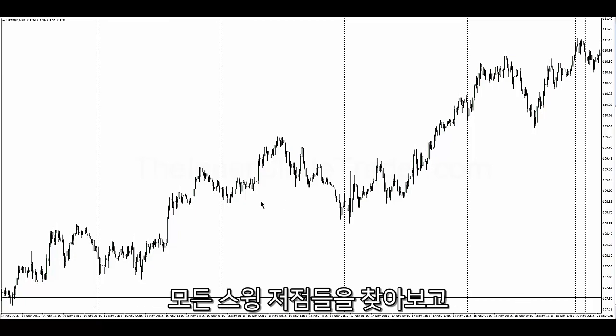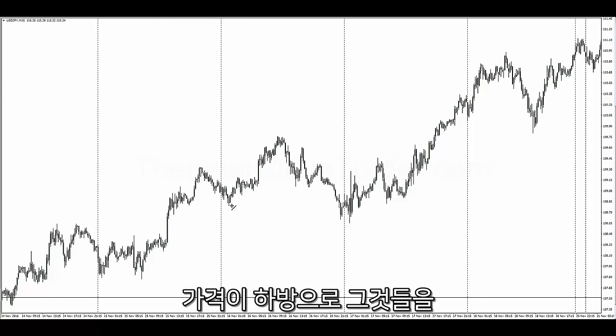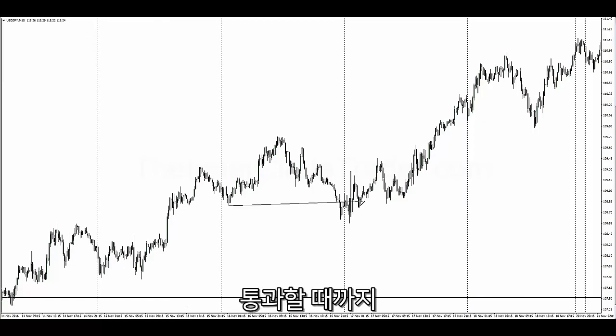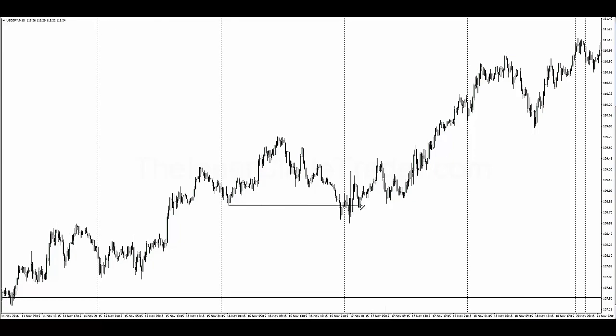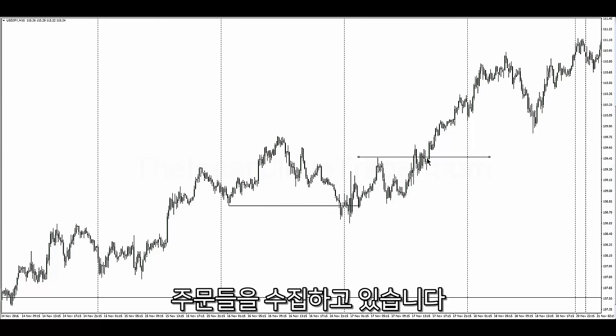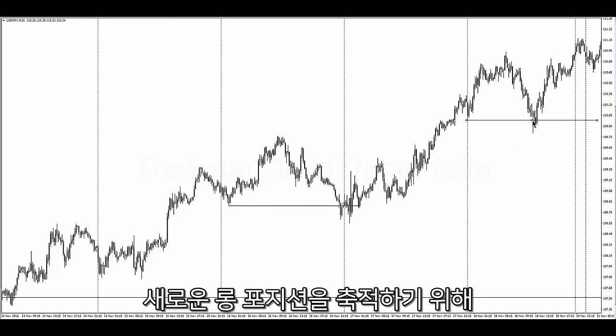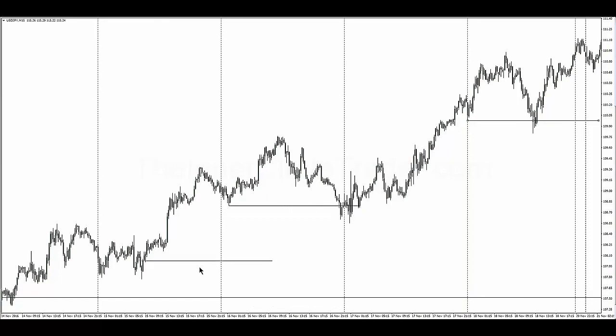So you can go through the marketplace and find all of the swing lows and wait for price to trade through them on the downside. And when they do that, they're doing what? Picking up orders to accumulate new longs. Like you see here, right here, right here.